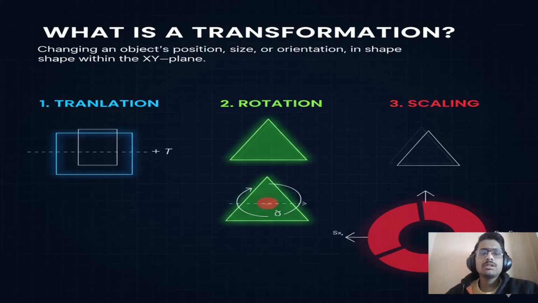So, there are basically three main types of transformation: first translation, rotation, and then scaling. In translation, we change the position of an object from point P1 to point P2. In rotation, we change the object by taking any pivot point in clockwise or anti-clockwise direction. And in scaling, we change the size of the object.